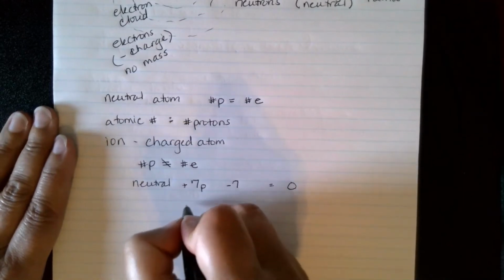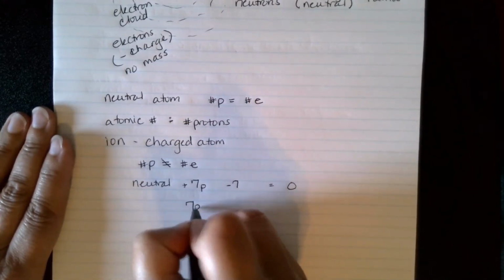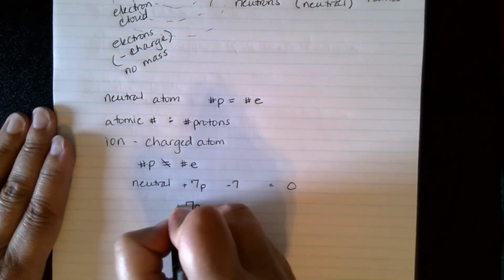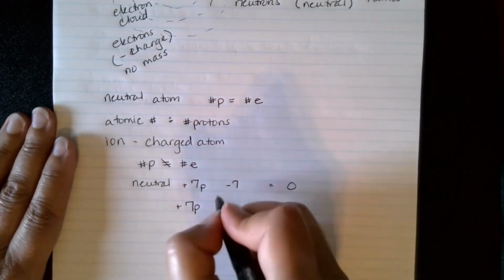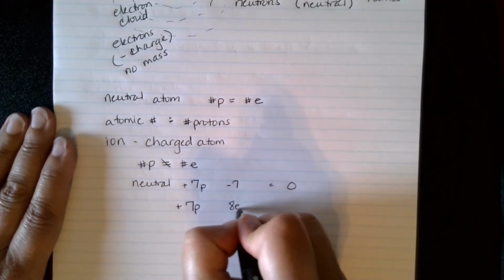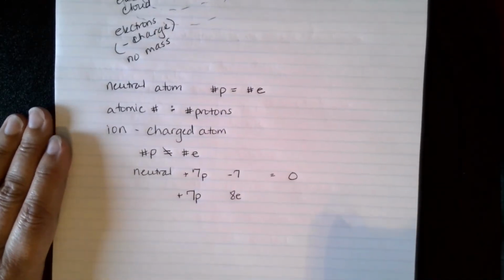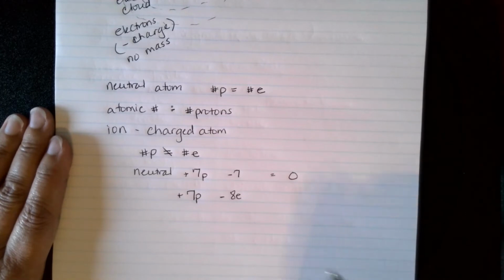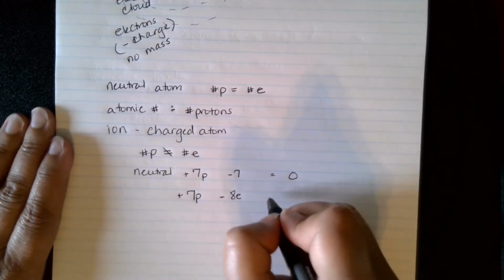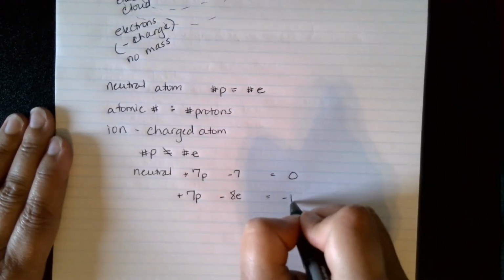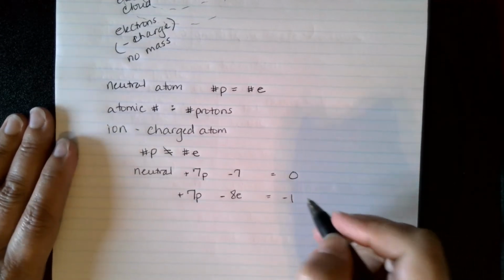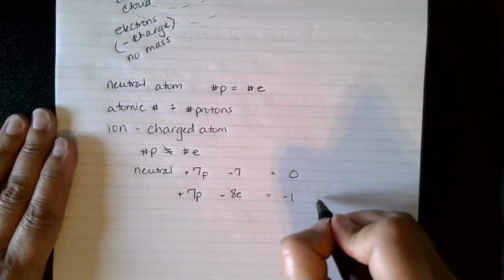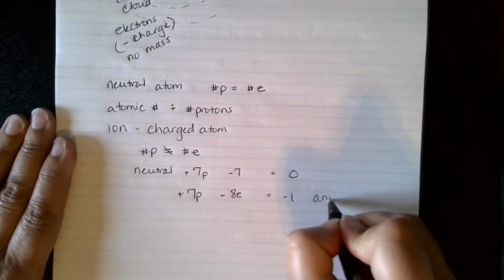However, let's say that we have nitrogen, which means 7 protons, so 7 positives, but now let's say it has 8 electrons. That means it gained an electron, so that means 8 negatives. So 7 positives with 8 negatives means a negative 1 charge. And that has a charge, so that is an ion. Since it's a negative 1, we call it an anion.